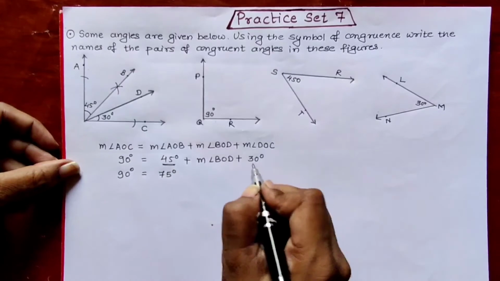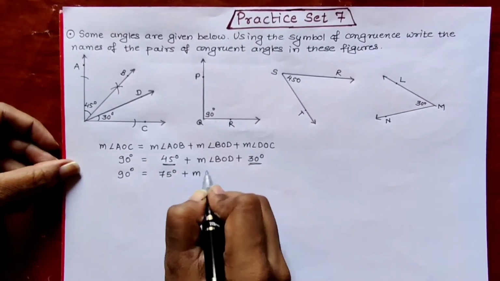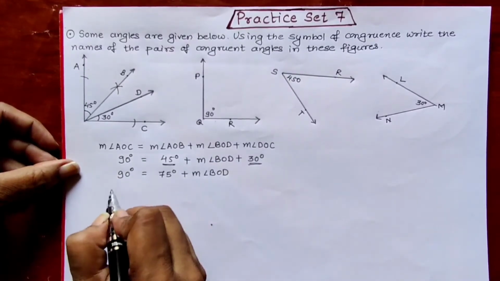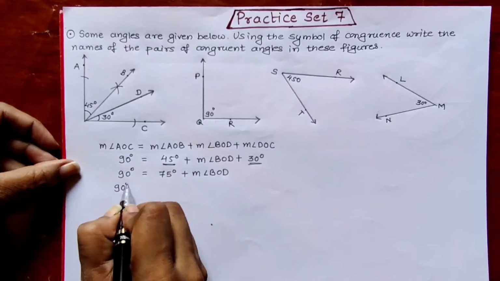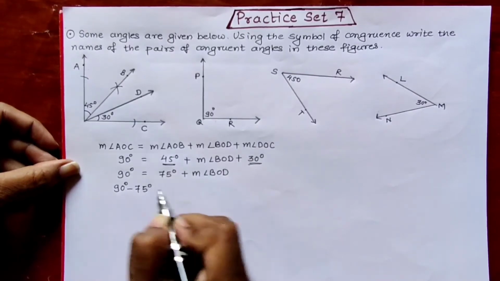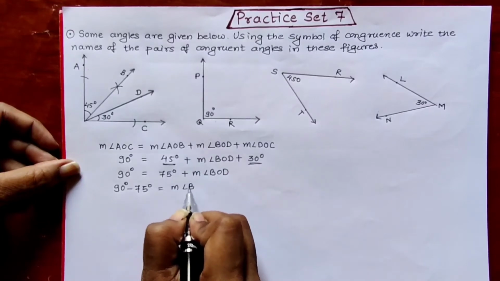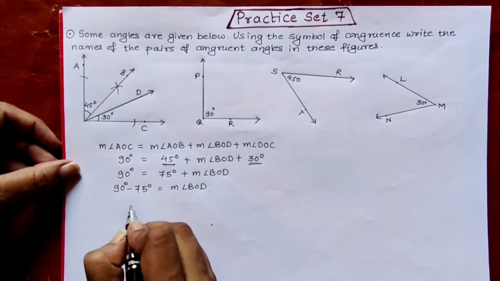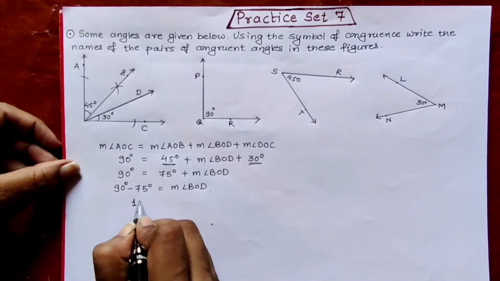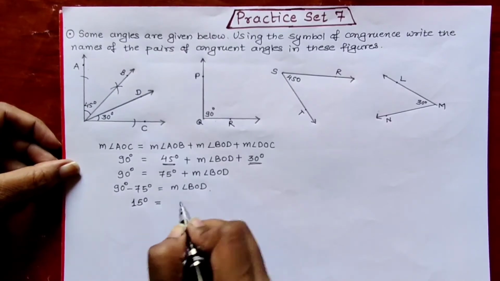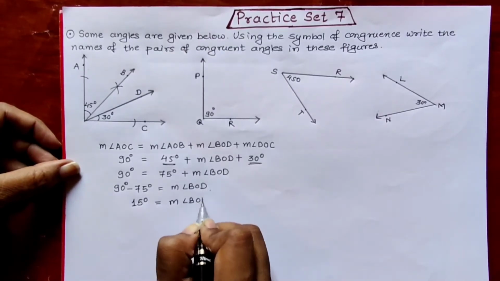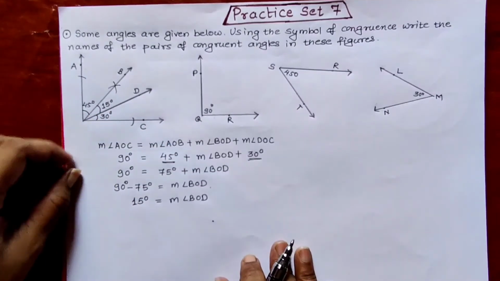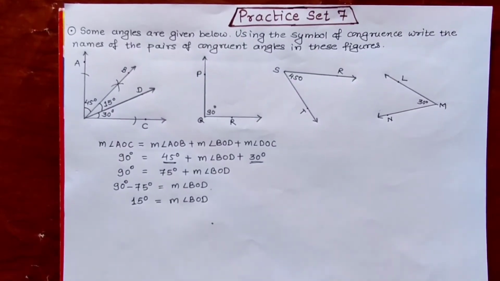We can add this 45 and 30, plus measure of angle BOD. Now this 75 I bring to the left-hand side, so plus 75 will become minus 75. 90 degrees as it is I write, minus 75 is equal to measure of angle BOD. So 90 degrees minus 75, what will we get? 15 degrees, correct? It is equal to measure of angle BOD. So BOD we got is 15 degrees. Now see children, we have to write the names of congruent angles.